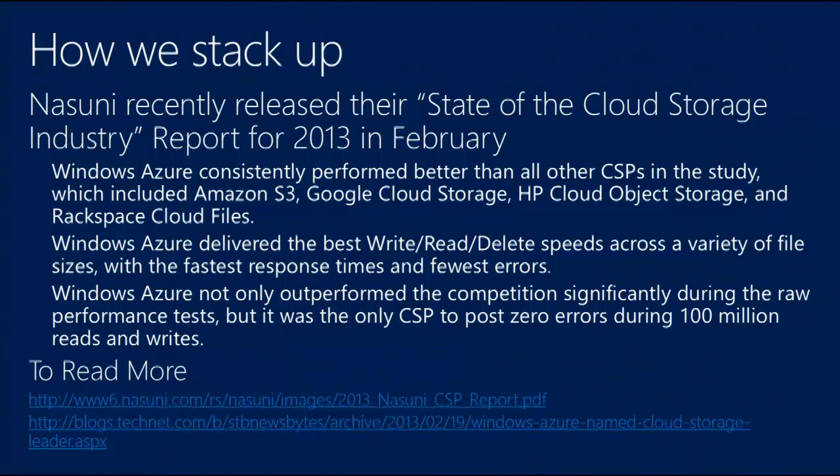Something else interesting to look at. Nasuni is a company that evaluates cloud storage providers. They recently released this report, State of the Cloud Storage Industry. This is from February. They did all of these performance benchmarks across all the different public cloud storage providers: Amazon, Google, HP, Rackspace. Two things to highlight here. Azure delivered the best read, write, and delete speeds across a variety of file sizes, and the fastest response times and fewest errors. The second one to look at: Azure not only outperformed the competition, but we had 0 errors in the 100 million different read and write operations that they did.